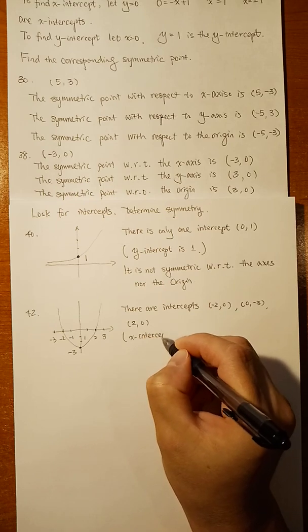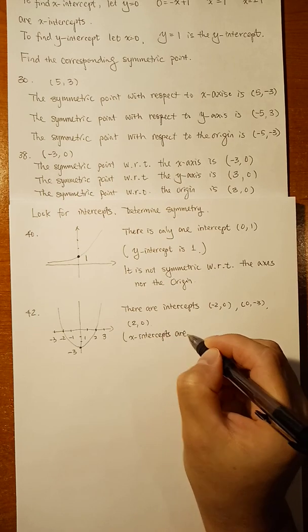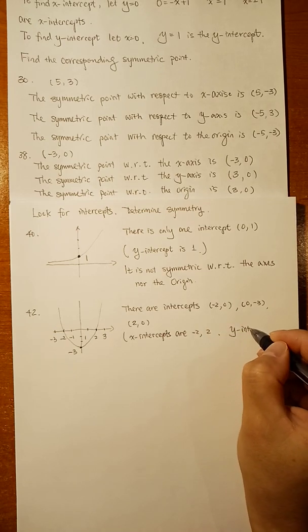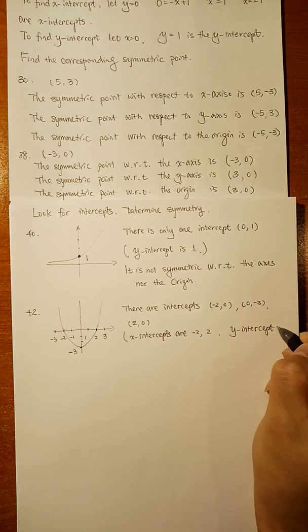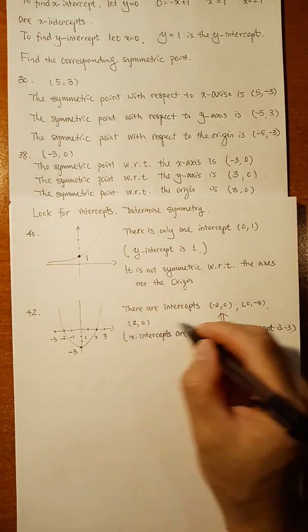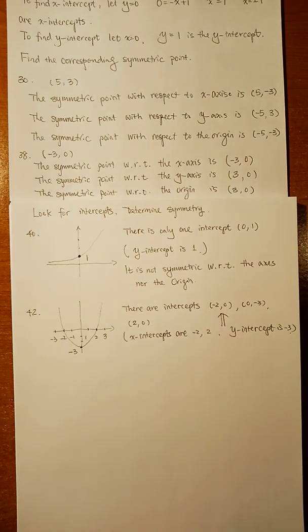So you can say this: x-intercepts are -2 and +2. Y-intercept is -3. This is also equivalent to the above. In the exam, you can just write down one statement.